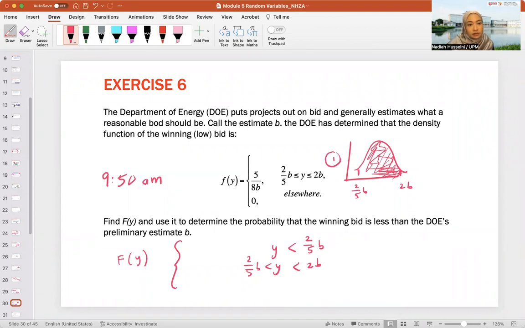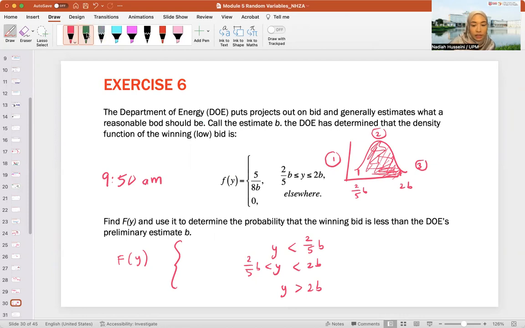This is my first interval, we got this one. Second interval, we got this one. I want to know our third interval, which is over here. What is it? Y greater than 2b. Y greater than 2b. Anything that is beyond where our function exists. Y is greater than 2b. And it says here, it is 0 elsewhere.